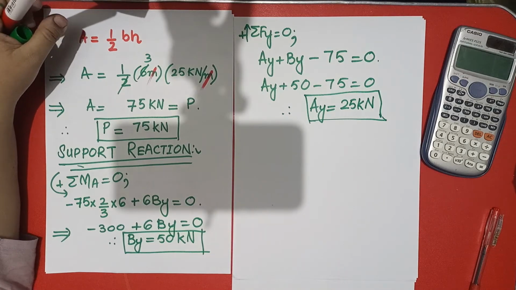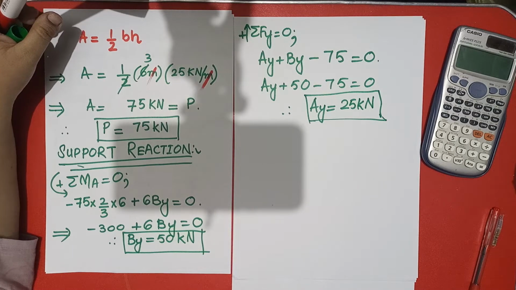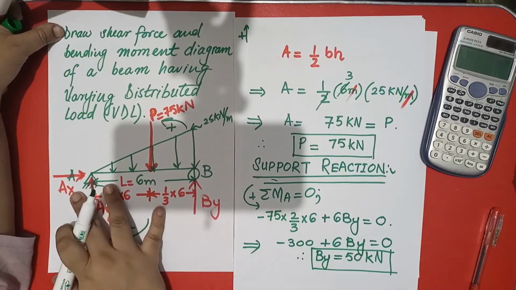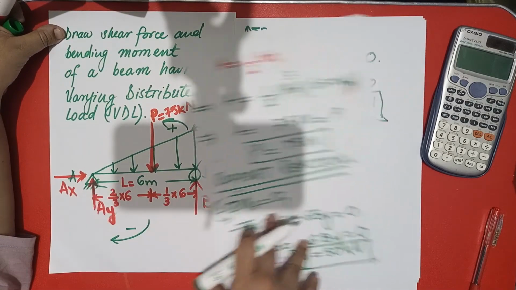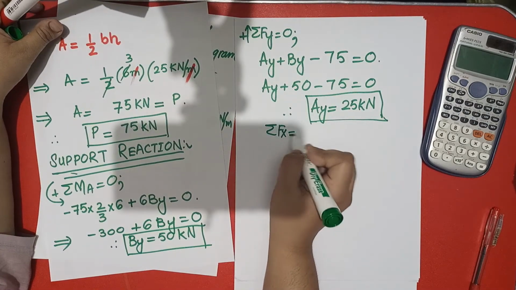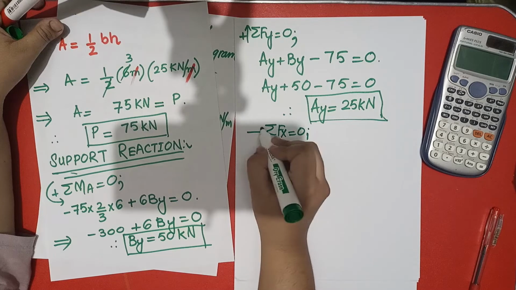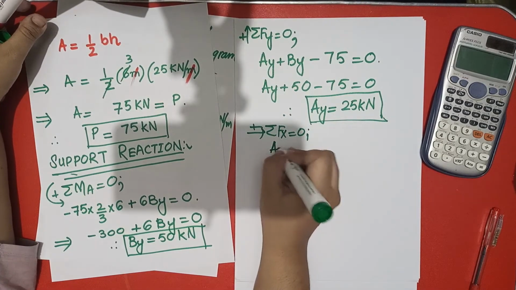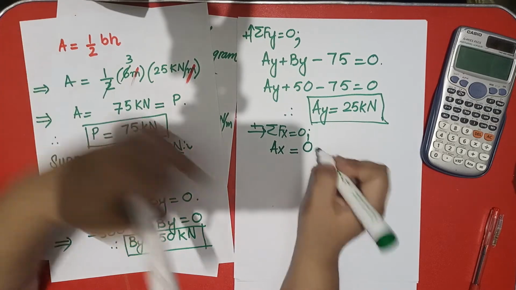When you have calculated the support reactions, one thing is left. Because we were having a hinge support, there will also be a horizontal reaction. So we just have to write it down, because we only have one horizontal force: Ax is equal to 0.